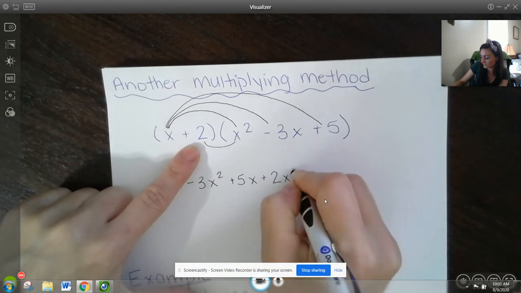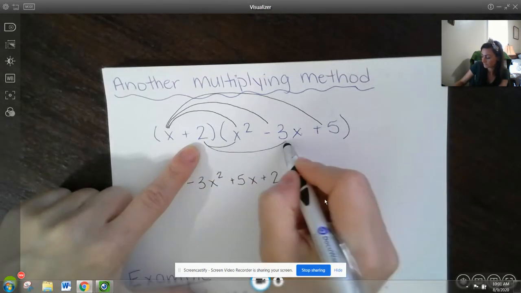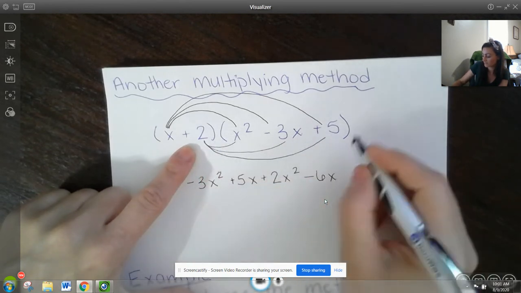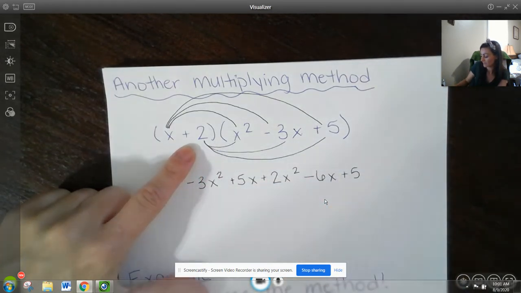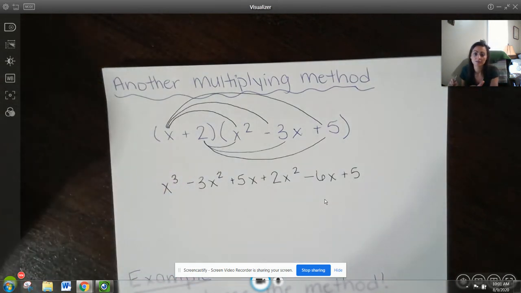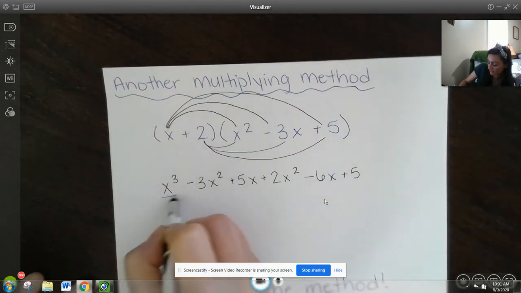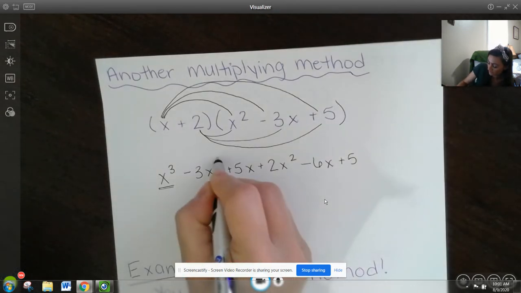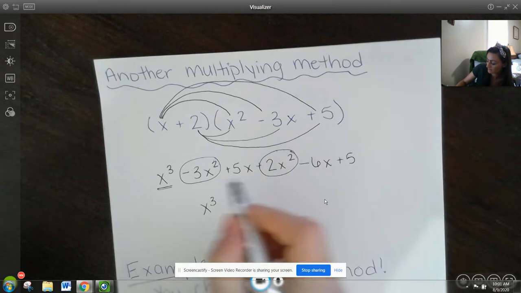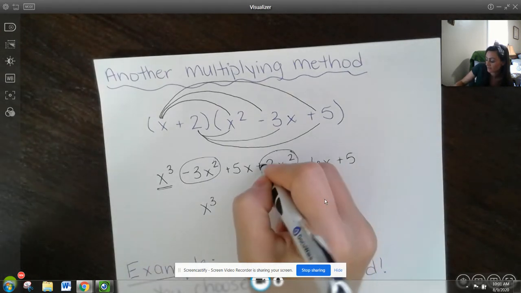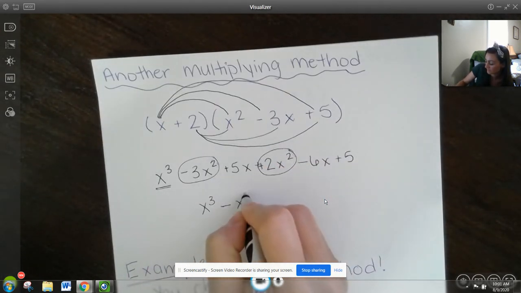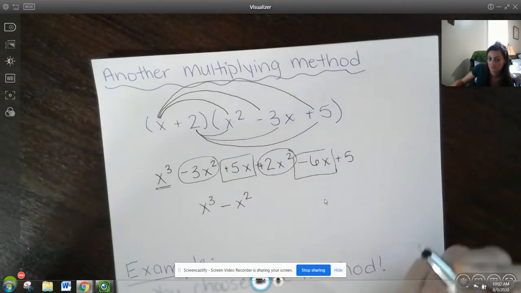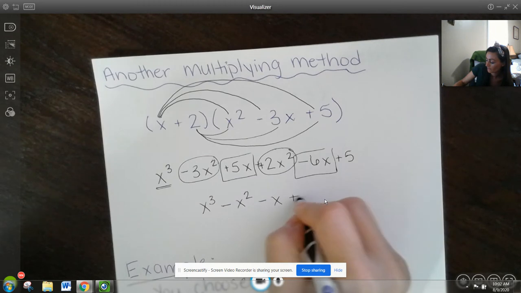So I'll have 2x squared, minus 6x, plus 5. And now I need to combine like terms. There's nothing that will combine with x cubed, so that will be first. I have negative 3x squared and positive 2x squared. So negative x squared, 5x, negative 6x, and then plus 5.